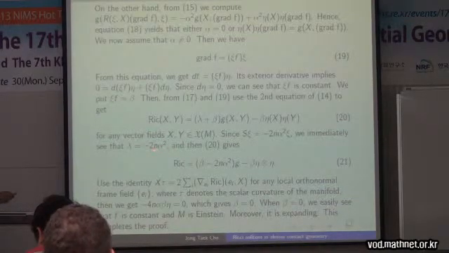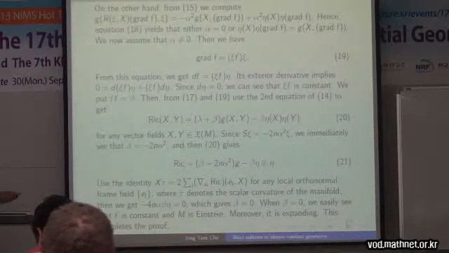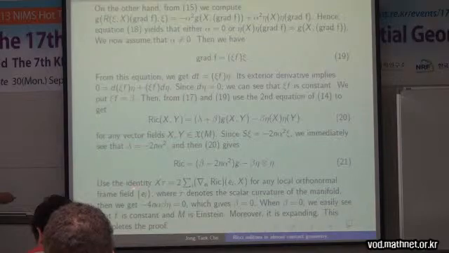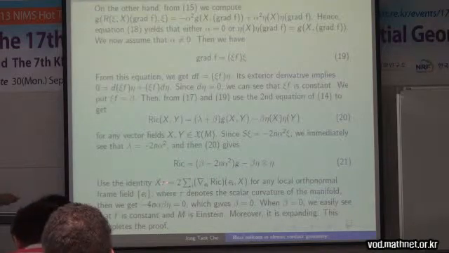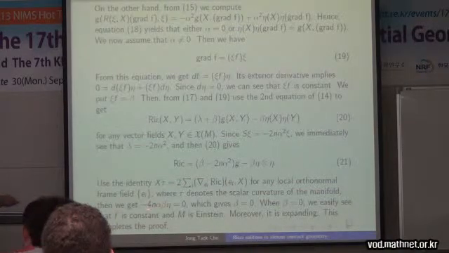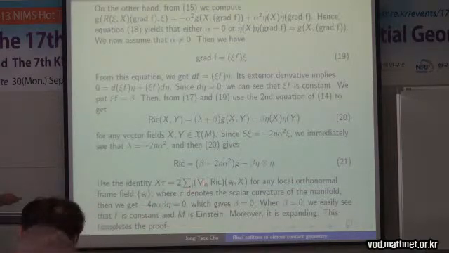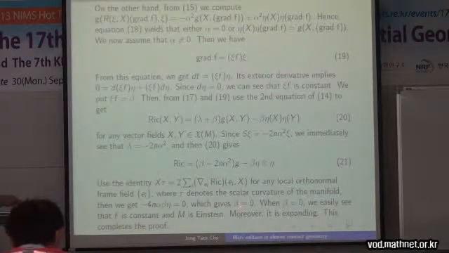For alpha 0, the soliton is steady, otherwise it's expanding. And then 20 gives this. We remember that famous identity. Here tau is the scalar curvature, which is 2 times this, with a local frame field e_i. Using this identity, we get this relation, which gives us beta is 0.